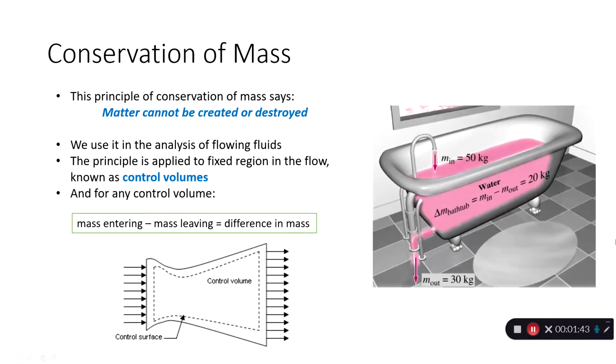So another example, you have this bathtub. Let's say you put 50 kilograms of water in. At the same time, you drain out 30 kilograms. Obviously, what will be left inside is 20 kilograms. So that is the principle of conservation of mass.